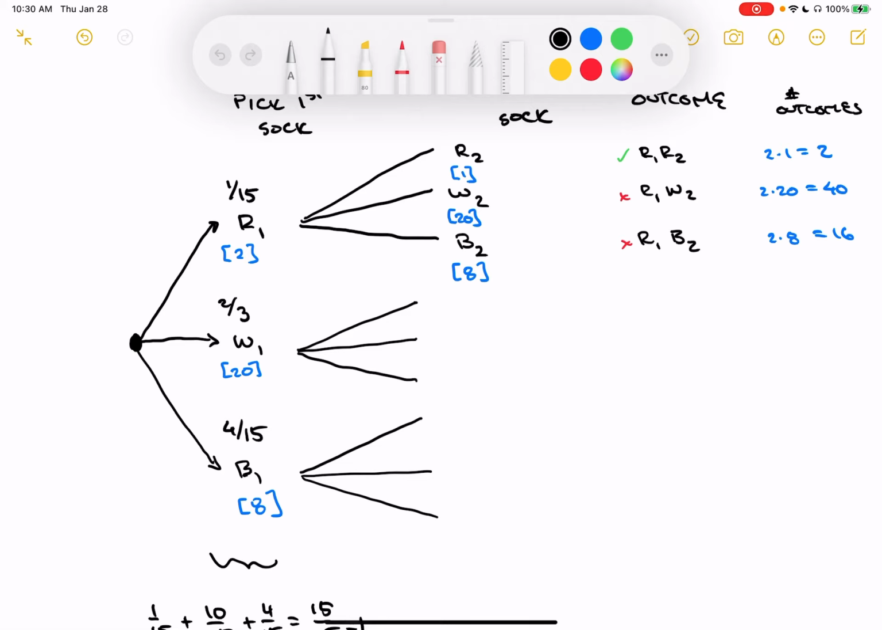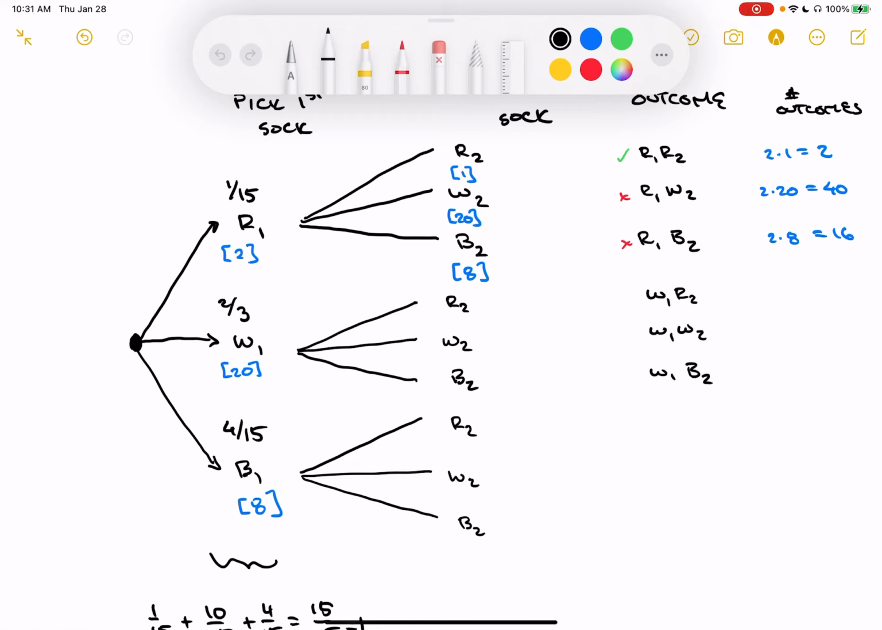So on the second one, if the white sock was my first draw, the second sock could have been a red, a white, or a blue. If I wanted to think about what the final outcome would have been, that would have been a white followed by a red, a white followed by a white, and a white followed by a blue. We can do the same sort of thing on the next one down. The blue could have been followed by a red, a white, or a blue.